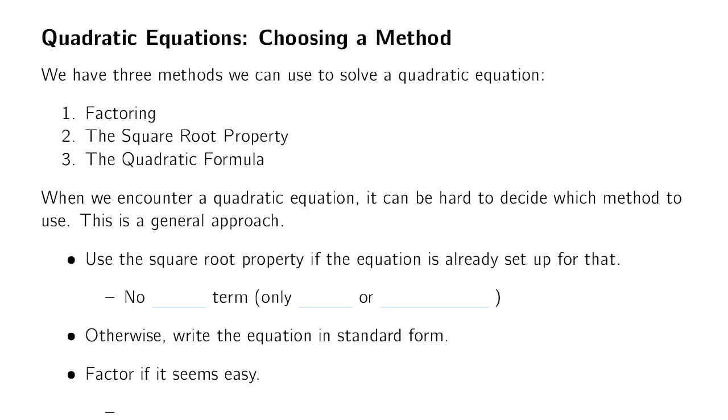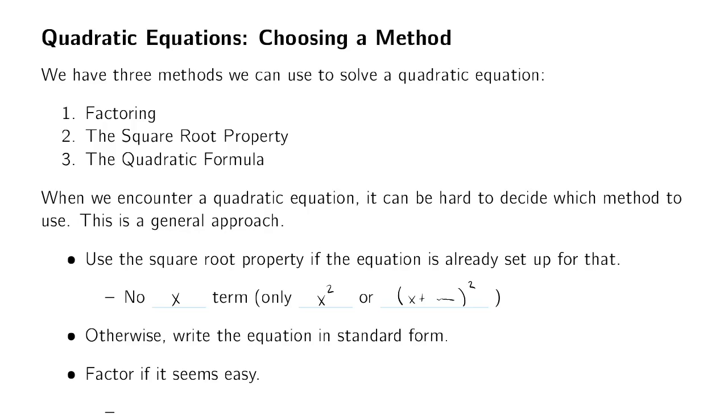But if the numbers are nice, the quadratic formula is probably the most tedious way that we could solve our equation. So when we encounter a quadratic equation, how do we decide which method to use? Well, if our equation is already set up to make the square root property easy, we should use that. So what we're on the lookout for is there's no x term. Either there's only an x squared term, or we've already got x plus something or other squared.